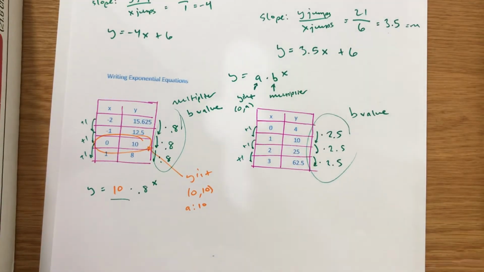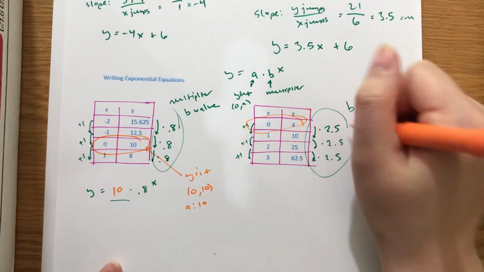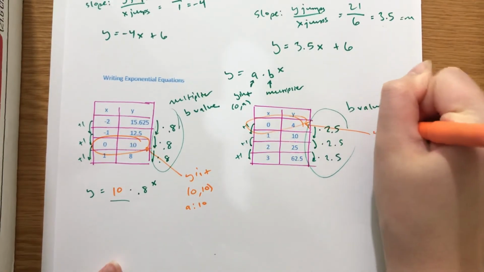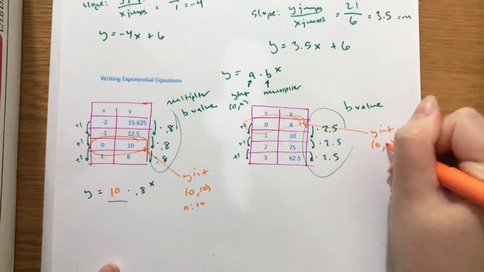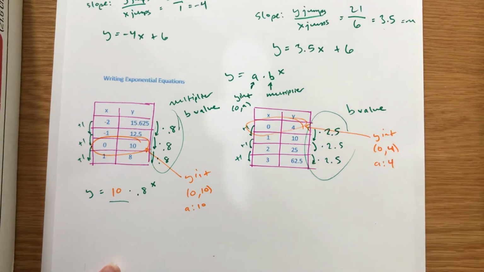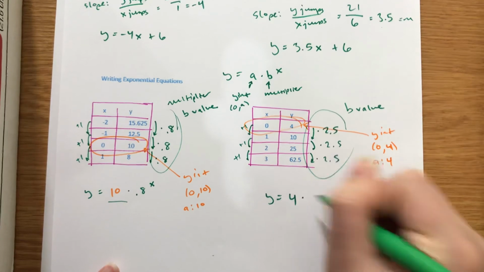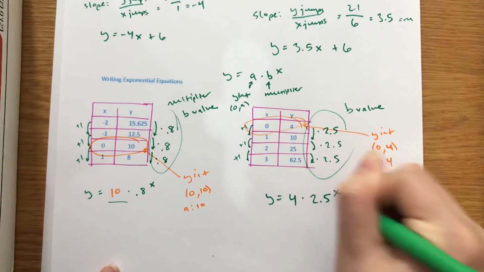To find your a value, locate your y-intercept. So (0, whatever). In that case, it's (0, 4). So my y-intercept is (0, 4). That means my a value is 4. And then filling in, y equals 4 times 2.5 to the x.